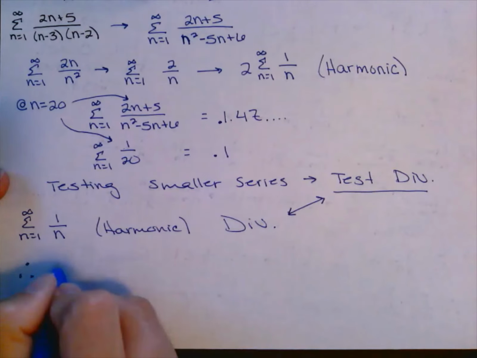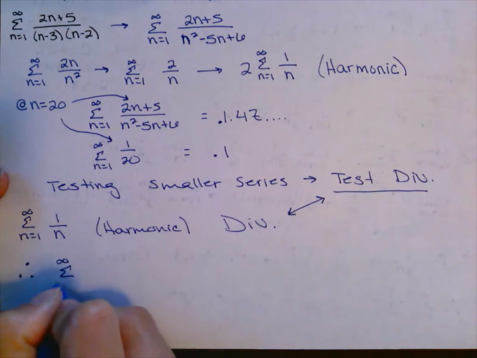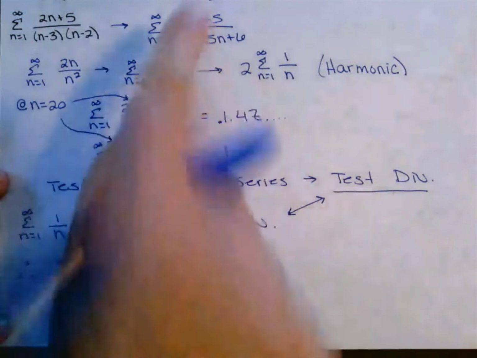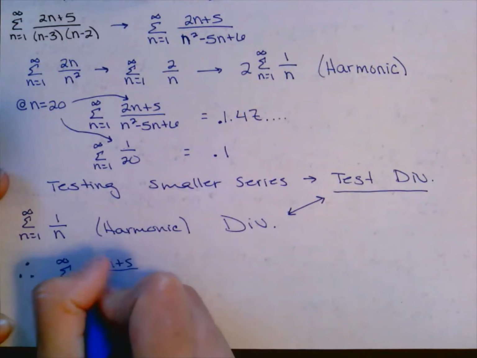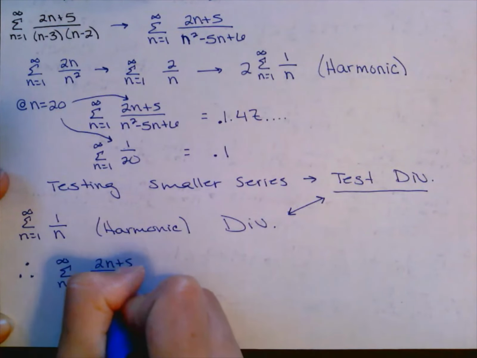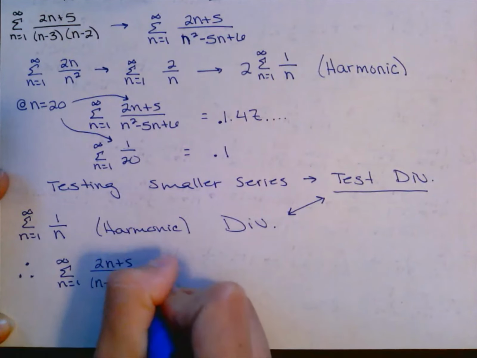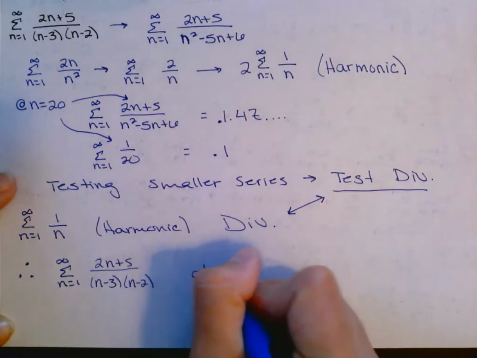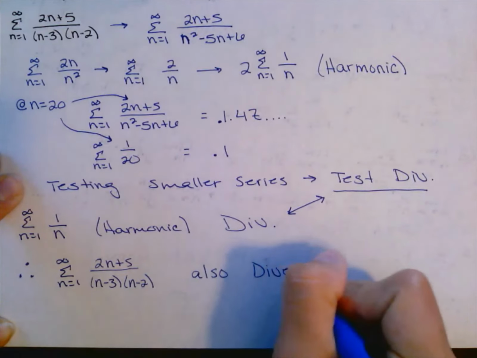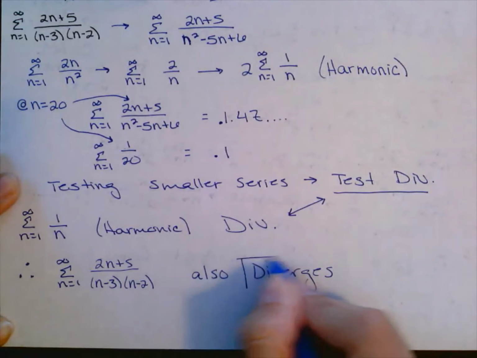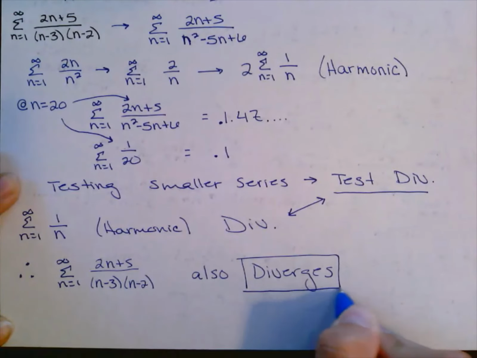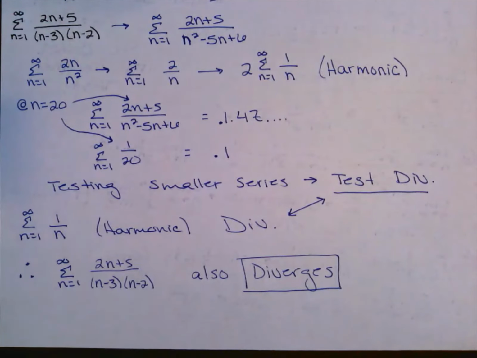Now, if I was testing for divergence and I come out with divergence, I can make the conclusion that the original, and you can write it either way, also diverges. So by direct comparison, I was able to come out with a conclusion, so I don't even need to go to the limit comparison test, okay?